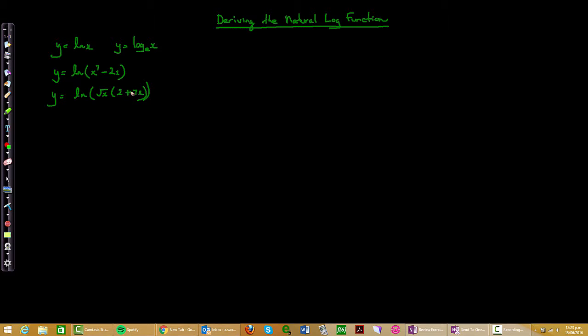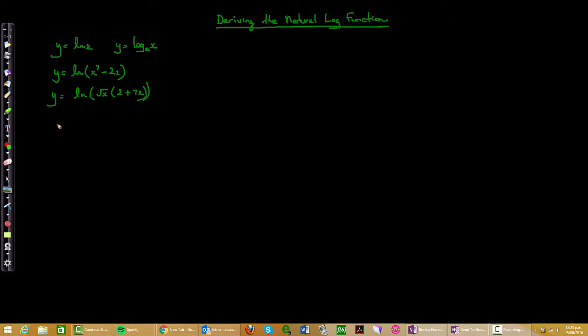Okay, so to do this, what we're going to have a look at for a start is the basic natural log function and how to derive that. So for a start, what we need to realize is that this is a shorthand for this fuller log statement here. So ln x is actually short for log base e of x.